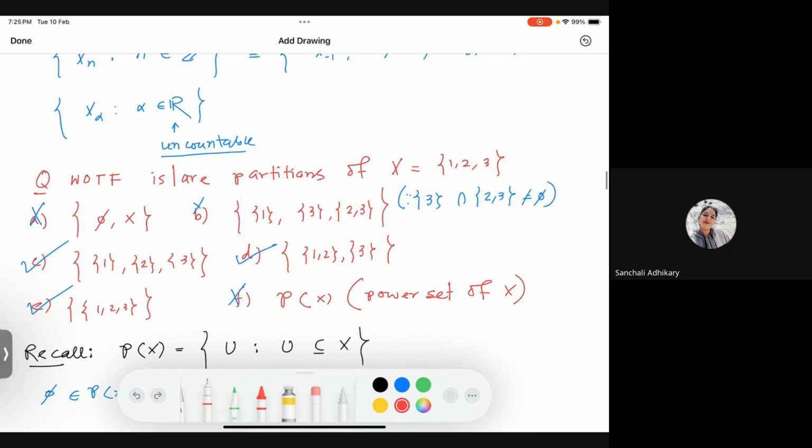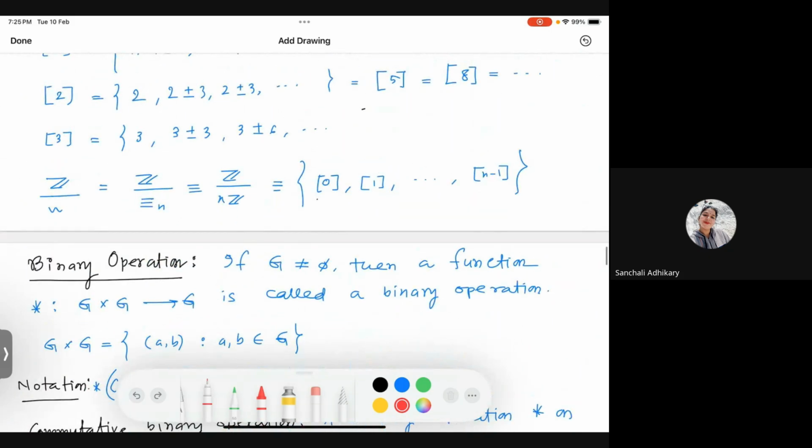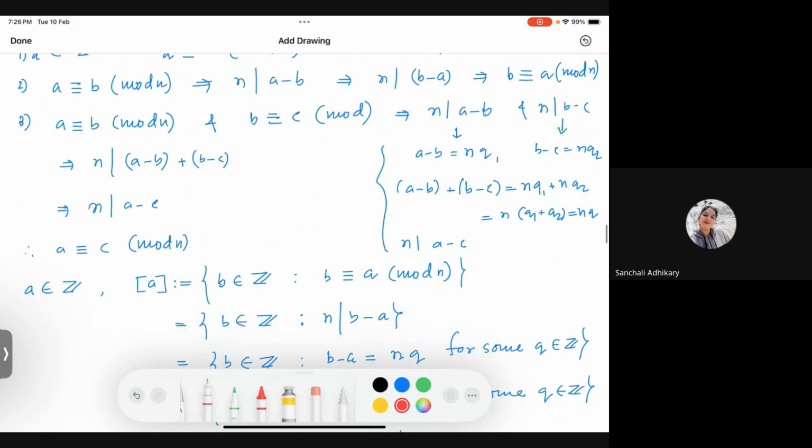So in this example, if you collect all the classes, then this collection is actually the partition of Z. Actually, this is the partition of Z. And you can write this set like this or this or this. Okay, if this is the equivalence relation. Here, so this is the equivalence relation.